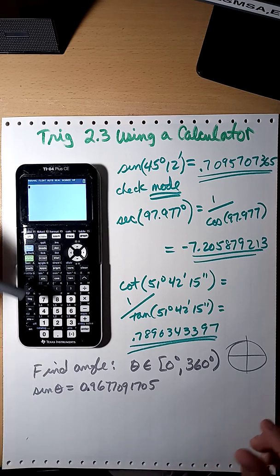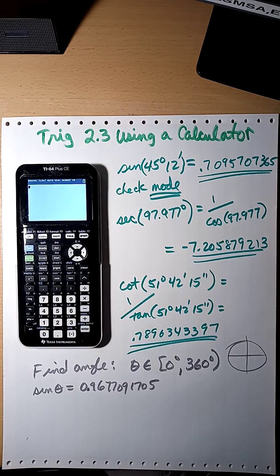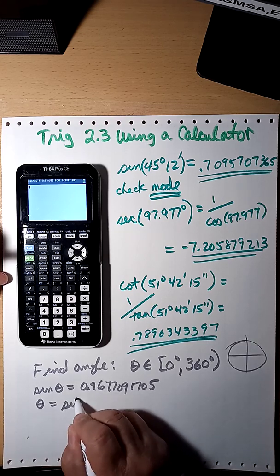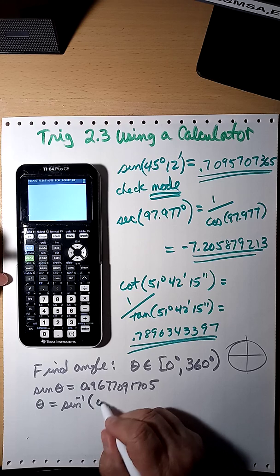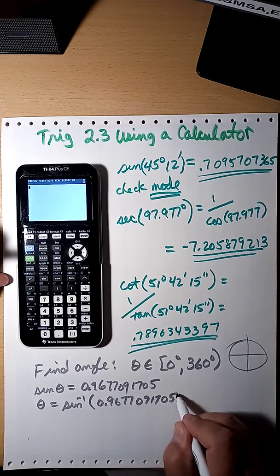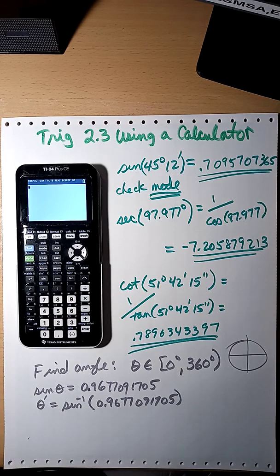Well, you might have noticed above these trig function keys is a sine with a -1 exponent. That is not 1 over sine. That is not the cosecant. That is the inverse sine function. It's just short notation for it. Theta is the inverse sine of 0.9677091705. Now, would this give you theta? No, this will give you at least a reference angle you might have to figure out.